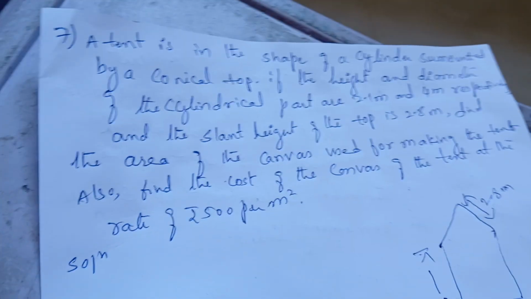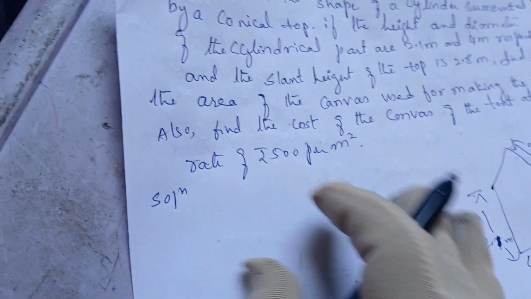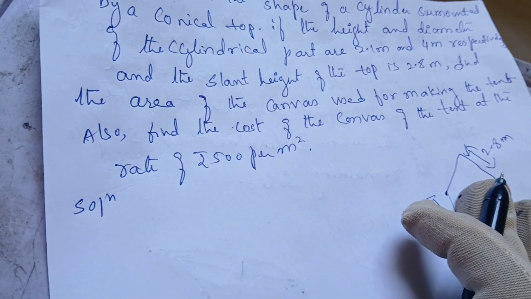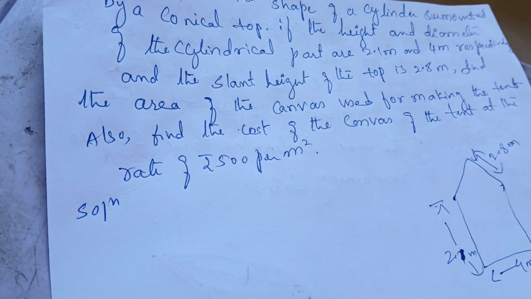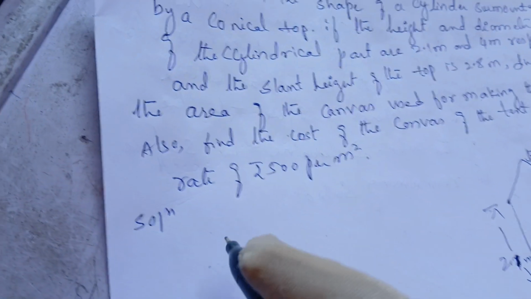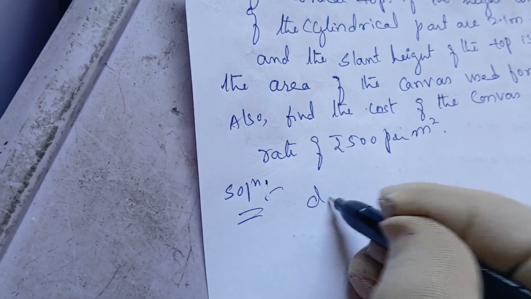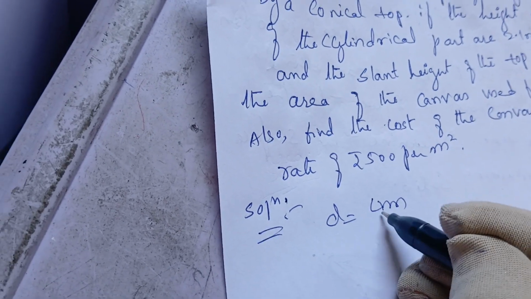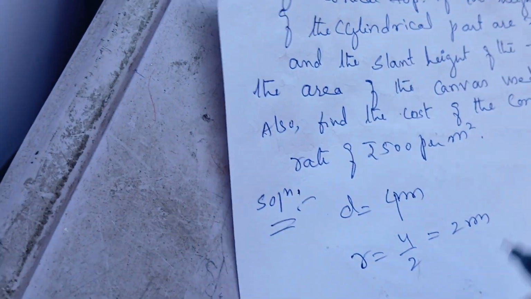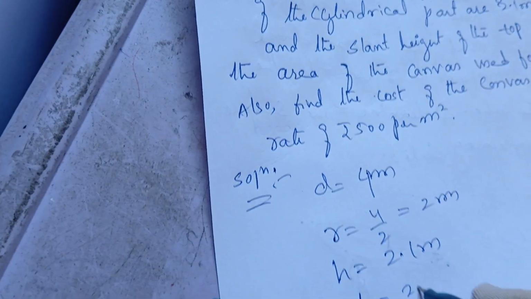First we will calculate how much canvas is needed, total canvas. So total canvas, how much the surface area will be there. According to that we will find out the canvas, how much total area, that much canvas we can purchase. So we can find out the surface area of the tent. First, before that, we will write down the given. D is equal to 4 meters, R is equal to 4 by 2, that is 2 meters, H is 2.1 meters, L is 2.8 meters.